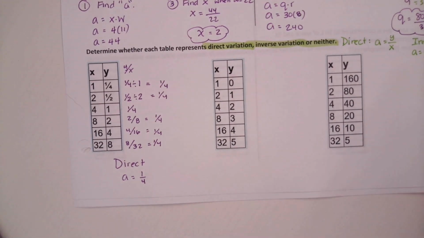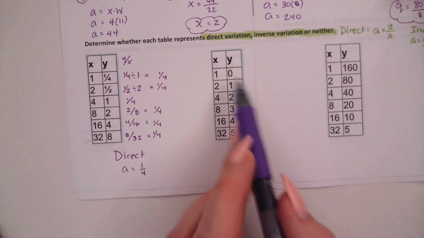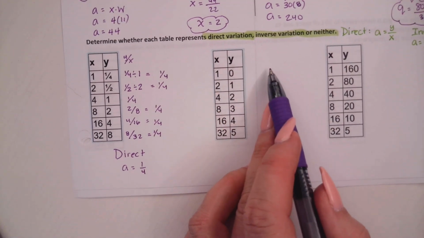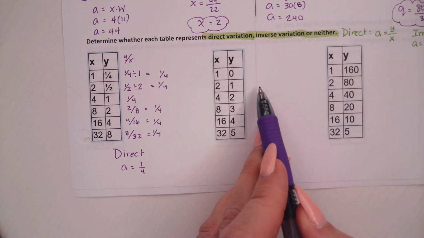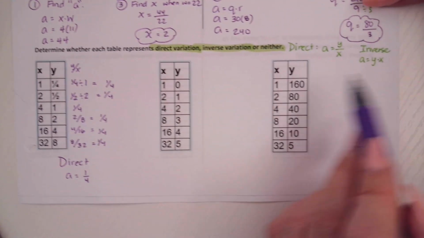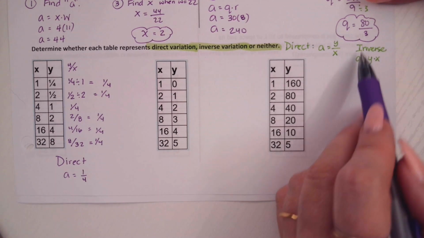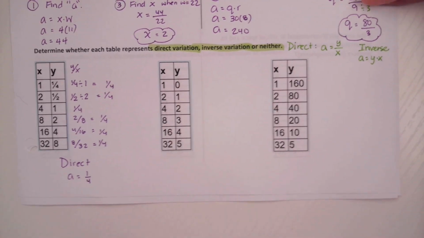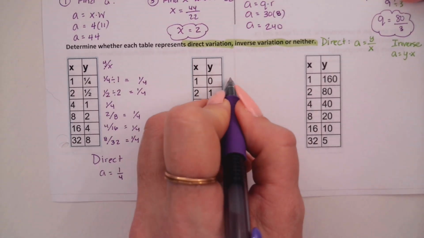Okay, same thing for the second one. I usually first try to multiply because that's easier for me to visualize. 1 times 0 is 0. 2 times 1 is 2. So already I know it's not the multiplying one because I did not get the same number for the first 2 rows. And then I try the division one.